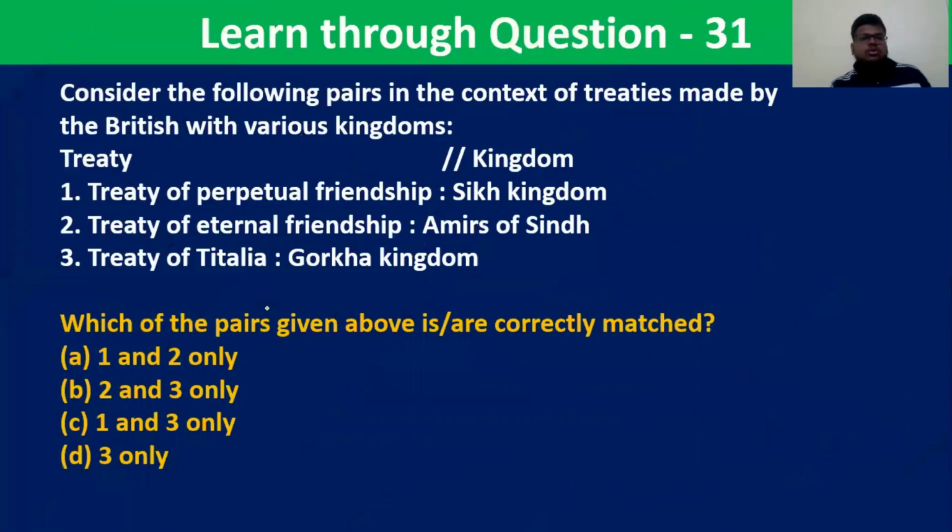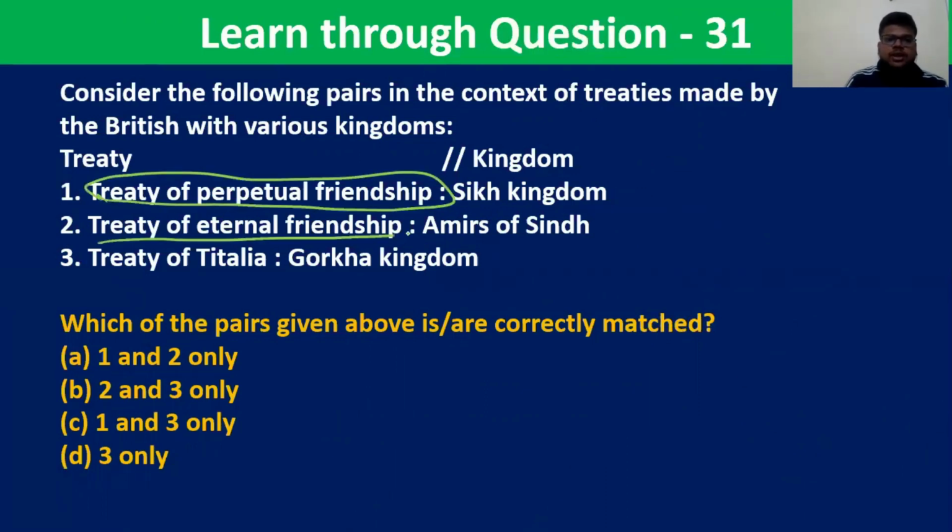Let us see the second question. Consider the following pairs in the context of treaties made by the British with various kingdoms. First, the Treaty of Perpetual Friendship, the Treaty of Eternal Friendship, Treaty of Titalia. Pause the video and try the answer.